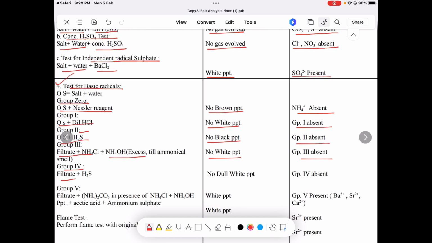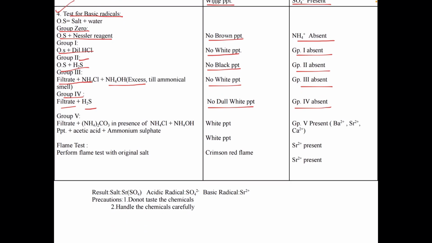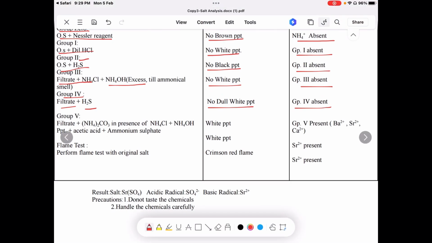Then we go for group 4. To the filtrate of group 4, we pass H2S gas, no dull white precipitate formed, so group 4 is also absent here. Then next is group 5. To the filtrate of group 4, we add ammonium carbonate, which is a group reagent, in the presence of ammonium chloride and ammonium hydroxide. White precipitate is formed here. It shows the presence of group 5, and in group 5 we have barium, strontium, calcium here. To this white precipitate, we add acetic acid, ammonium sulfate, white precipitate of strontium is formed here.